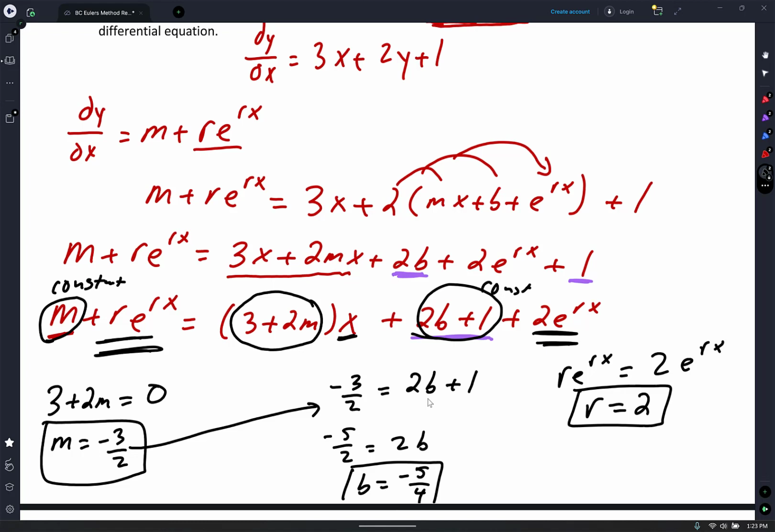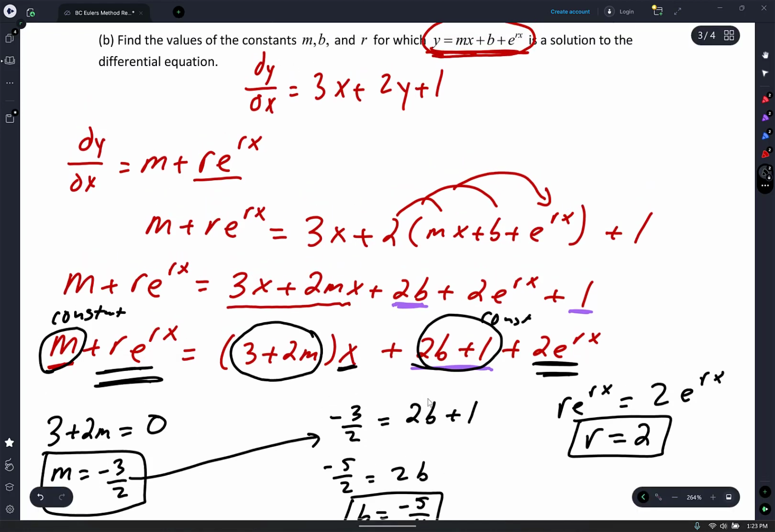So how do you know that m plus r is the rx and 2b plus 1 plus the rx? Because they must be equal. Yeah, I know they have to equal each other, but how do you know that m isn't a number that... How do you know that r is 2? Well, because of the equivalent expressions, this is the only thing that has an exponential.